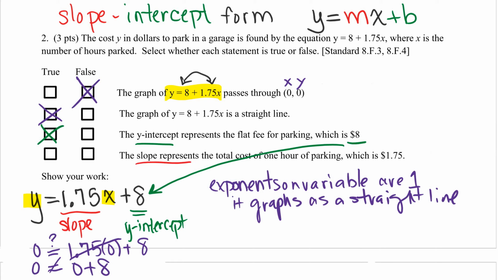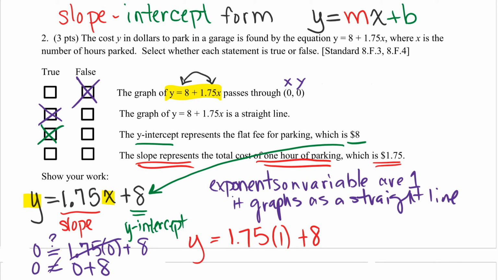And then it says the slope represents the total cost of 1 hour of parking, which is $1.75. Well, if I take $1.75 and I substitute 1, and then I add 8 to it, I have $1.75 plus $8, and that means that y would equal $9.75. And they're saying it's going to equal $1.75, so this is a false statement.